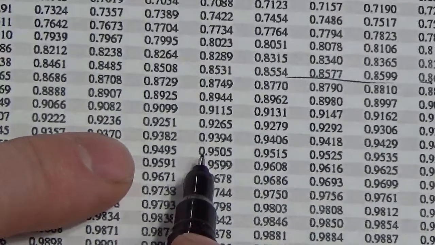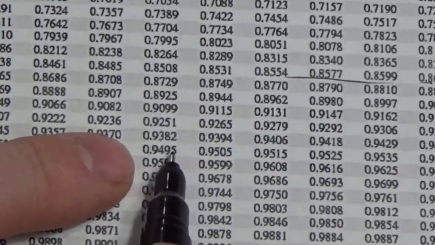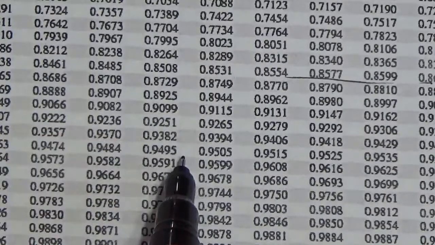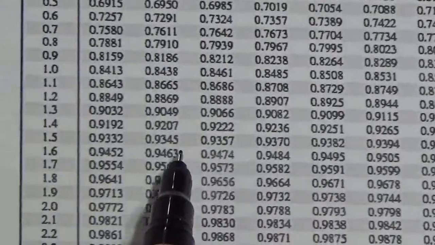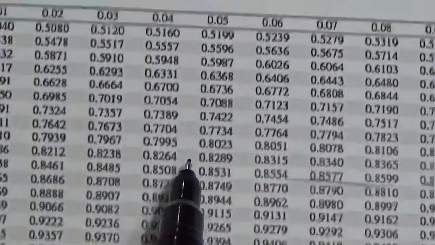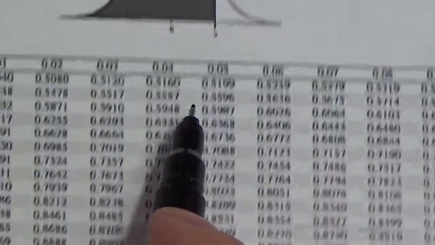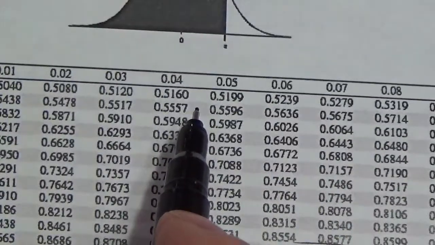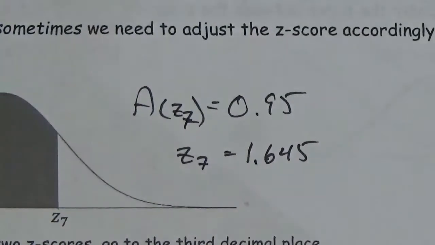So our little rule here says if the area is exactly in between two Z-scores, go to the third decimal place. So maybe what we got to do here is go for one that's right in between. These two values go with 1.6. Okay, 1.6, and if I slide up here, 1.64, 1.65, but it's like halfway in between those two. So let's say 1.645. Okay, because we can't do any better than that. 1.645, it's exactly halfway in between.